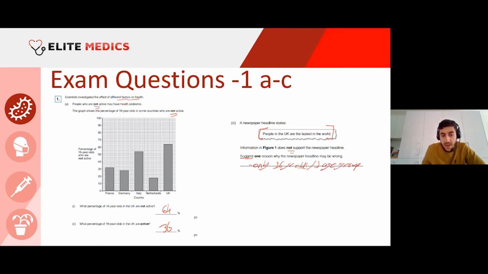And another reason is the fact that you're only comparing 5 countries. Obviously, if you're comparing the world, there's nearly 200 countries in the world, but you're only comparing 5 countries here. So even though the UK is highest out of these 5 countries, doesn't mean it's the highest in the world. So only a small amount of countries or something along those lines. But you need to write one, and then you just need to state it like that, like small countries.